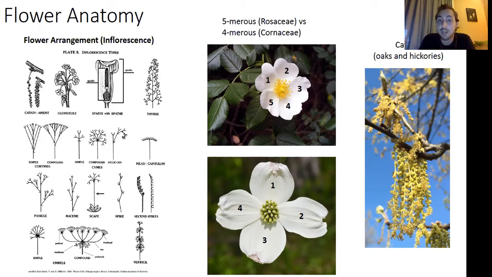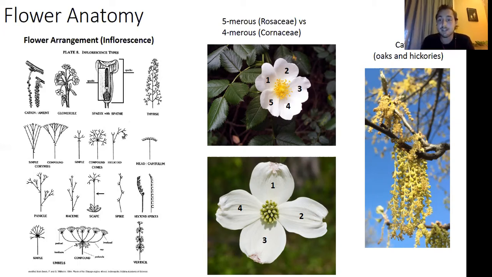Ones that are more regular, like our rose and dogwood, they can usually be referred to in the number of petals they have. So for example, our rose is 5-merous, bearing 5 petals, and our dogwoods are 4-merous, bearing 4 petals. And these arrangements can get very complicated, such as our corymbs, which are common in viburnums, where each flowering stem is proportionally longer, forming a nice little flat head at the end.